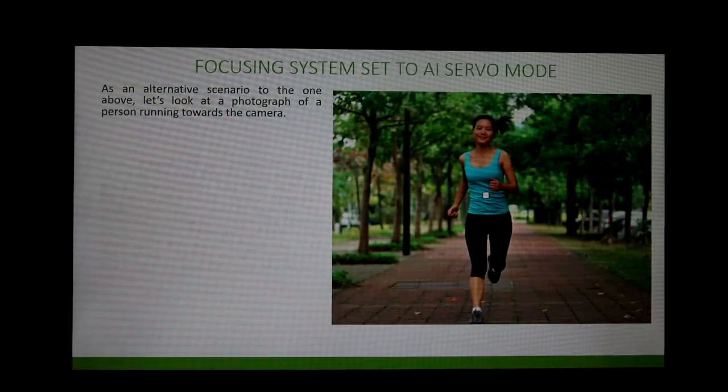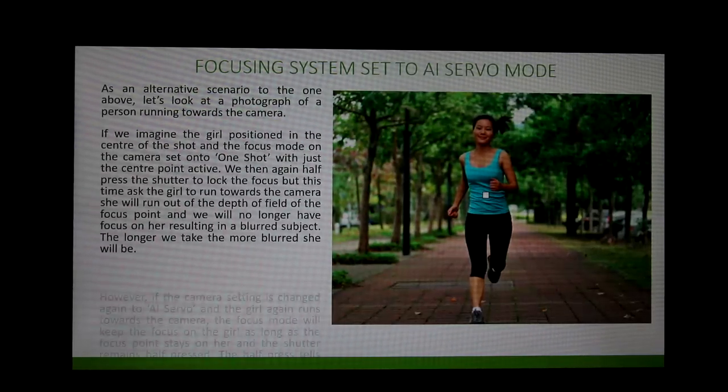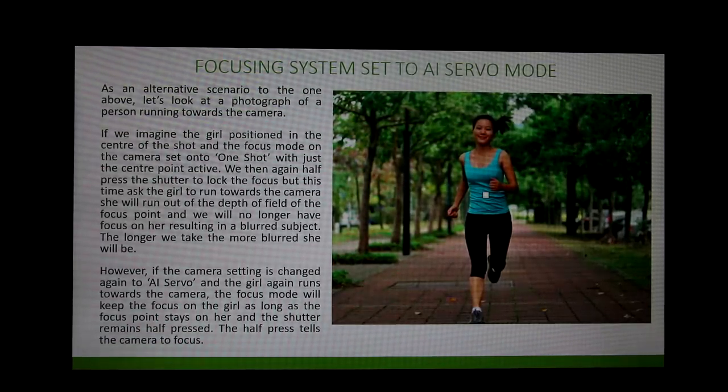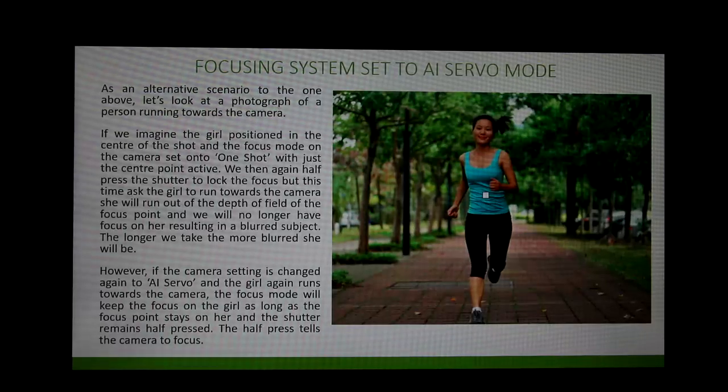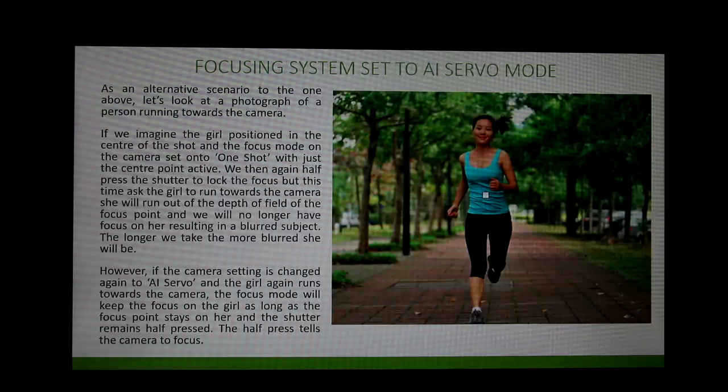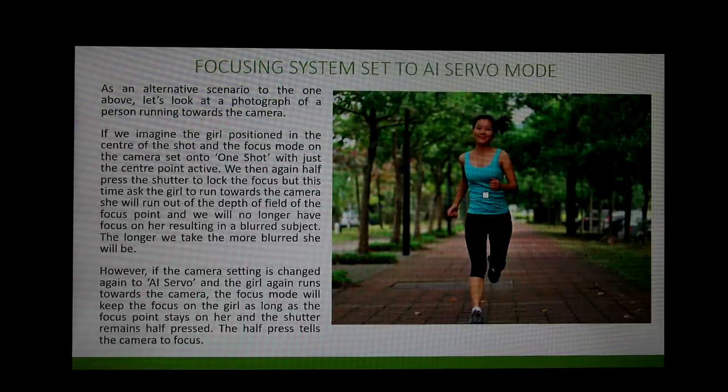Focusing system set to AI servo mode. As an alternative scenario to the one above, let's look at a photograph of a person running towards the camera. If we imagine the girl positioned in the center of the shot and the focus mode on the camera set onto one shot, with just the center point active. We then again half-press the shutter to lock the focus, but this time ask the girl to run towards the camera. She will run out of the depth of field of the focus point, and we will no longer have focus on her, resulting in a blurred subject. The longer we take, the more blurred she will be.